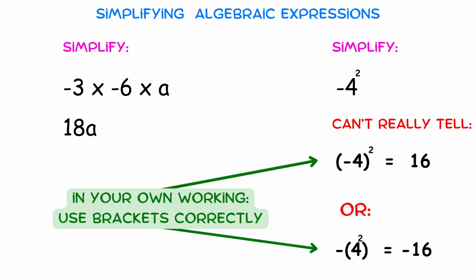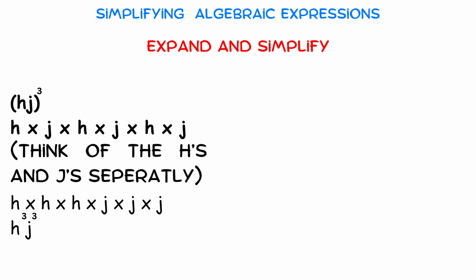Now, sometimes you might need to expand an expression before you can simplify it, and for these questions, they'll normally ask you to expand and simplify. For example, in this first one of (hj) cubed, we effectively have h times j inside the bracket, and the cubed part means that we need to multiply the whole thing by itself 3 times. So h times j times h times j times h times j, and now that we've written it all out, we can think of the h's and the j's separately. So we have h times h times h, which is h cubed, times j times j times j, which is j cubed. So overall, it's equal to h cubed j cubed.